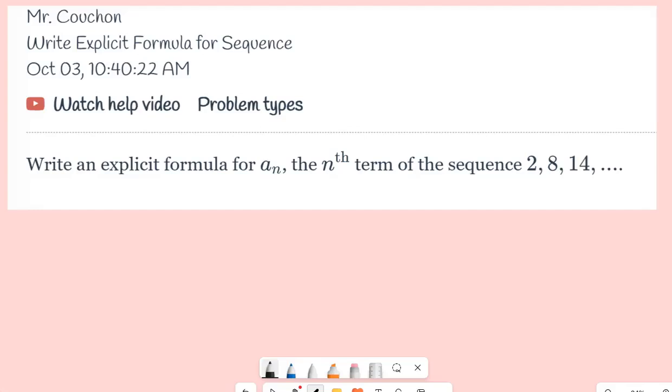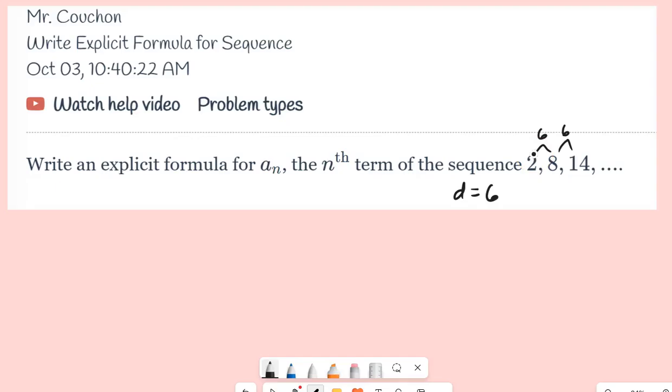Now we're going to be writing explicit formulas for either arithmetic or geometric sequences. So let's look at what we have here. Explicit formula for a sub n, the nth term of the sequence 2, 8, 14. Is this geometric or arithmetic? Well, we're going up by 6, up by 6. That's a common difference of 6. So we're dealing with arithmetic here.